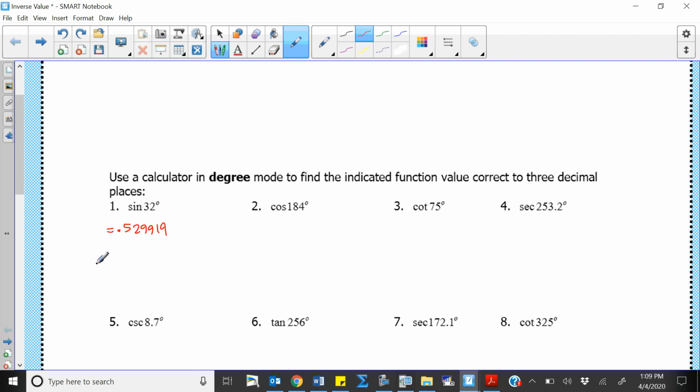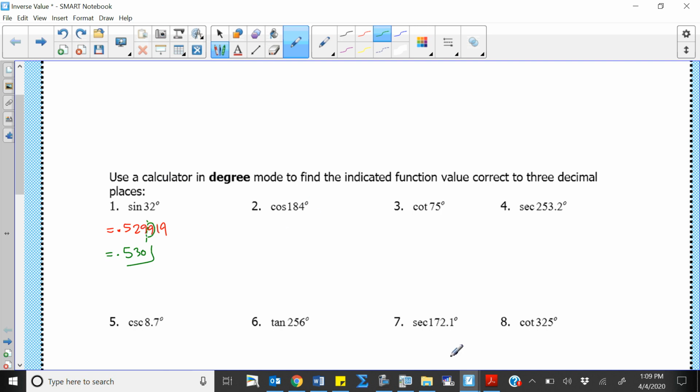Now we need to correct this to 3 decimal places. So I go to the number that I've written here, count 3 numbers, and draw a small line here, and look at the number right after this line. It's 9. 9 is closer to 10, so I'm going to round up. Instead of writing 29, I add 1 to this 9, so this will be 30. So 0.530. This is rounded to 3 decimal places.